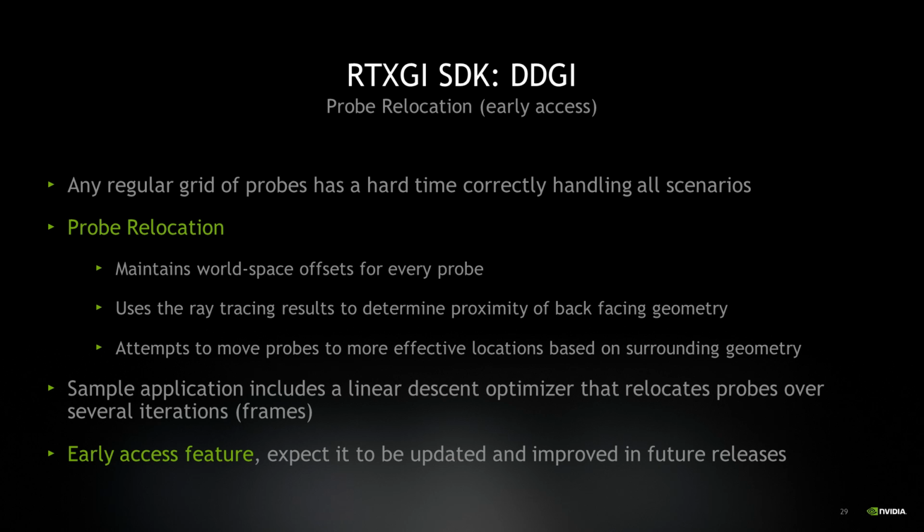Any regular probe grid has a hard time correctly handling all scenarios, including the regular grid employed by DDGI. Probe relocation improves on this by maintaining a world space offset for every probe and using the results of the ray tracing step to attempt to move probes to a more effective location. The ray tracing results give us an idea of the surrounding geometry. For example, if a probe is surrounded by back-facing geometry, it's probably inside another object. In this case, the probe will more effectively contribute to lighting if it's moved outside of the containing object.